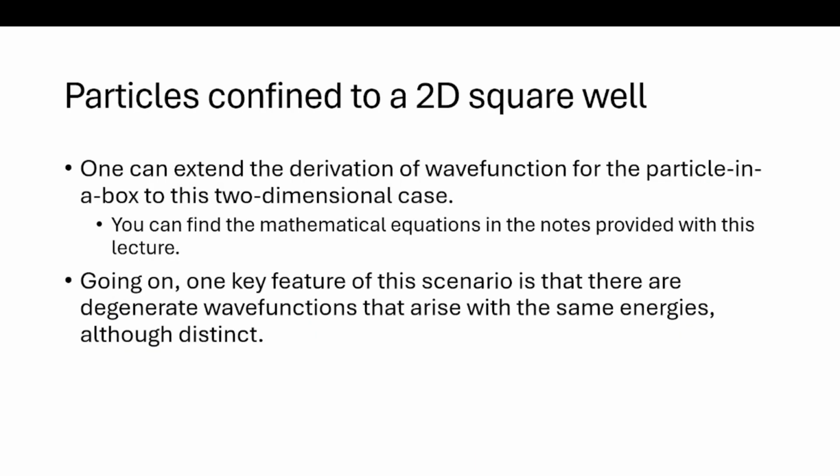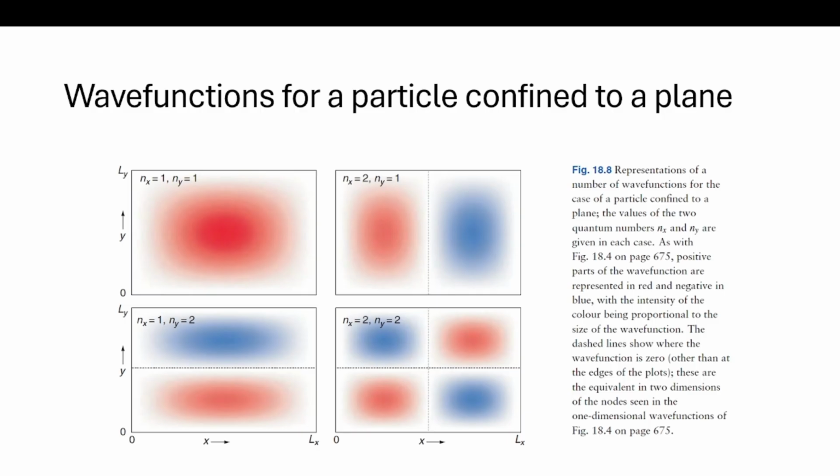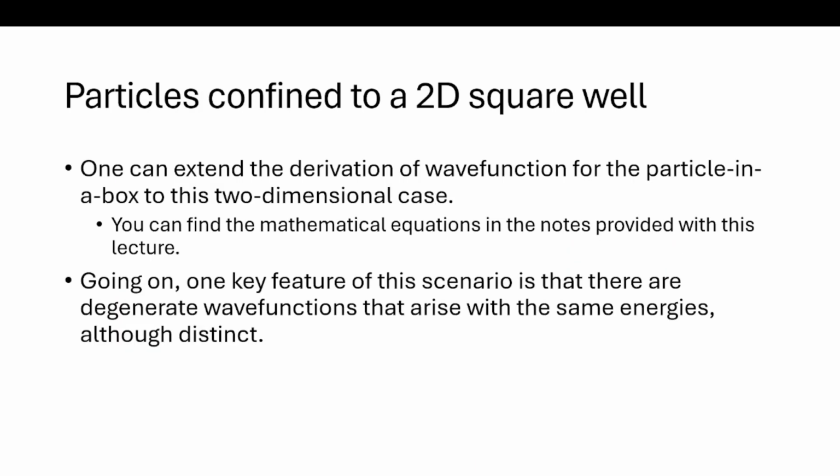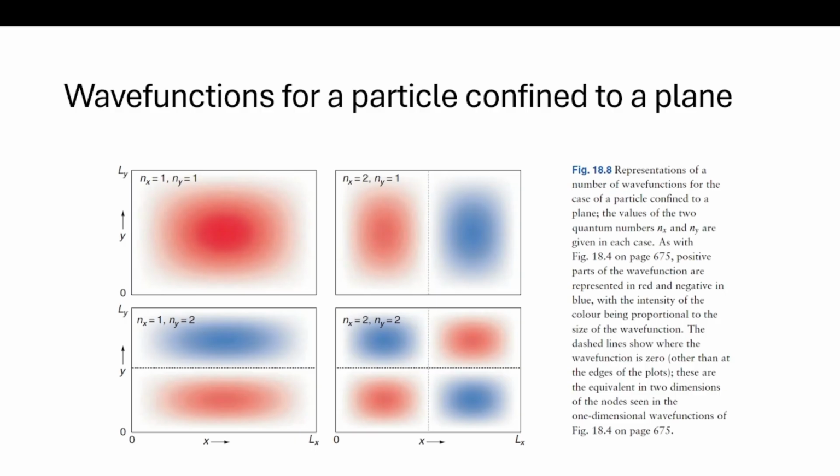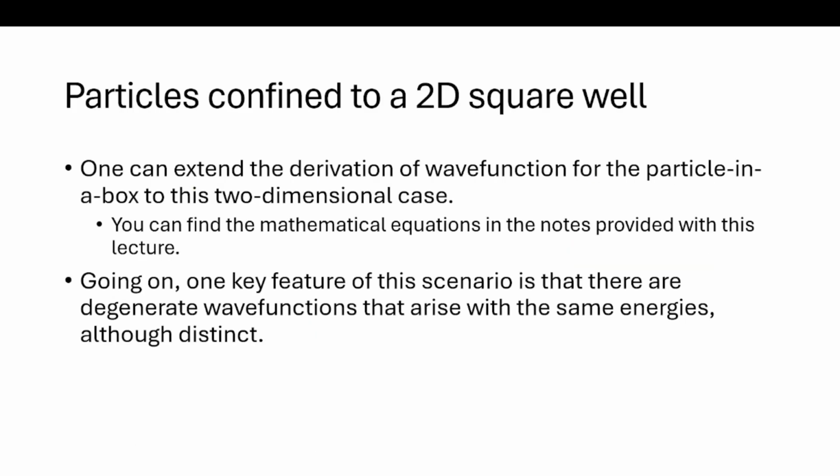Now, one interesting thing that arises when we look at the wave functions for 2D is that there are wave functions that have the same energies but are different. Take, for example, the wave function with nx equals 2 and ny equals 1, and the wave function with nx equals 1 and ny equals 2. Calculating the total energy, calculating the orbital energies, they're equal, but as you can see, they're completely different. So that means that we get degenerate wave functions.